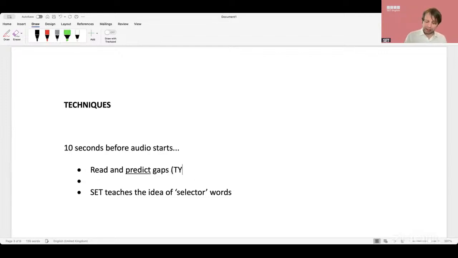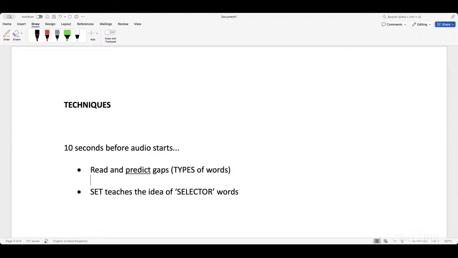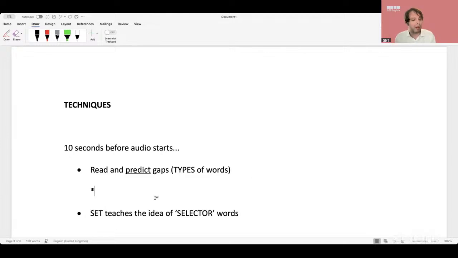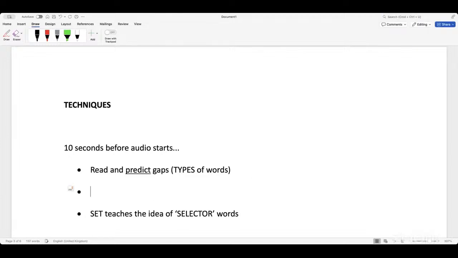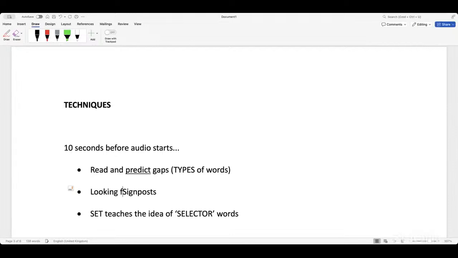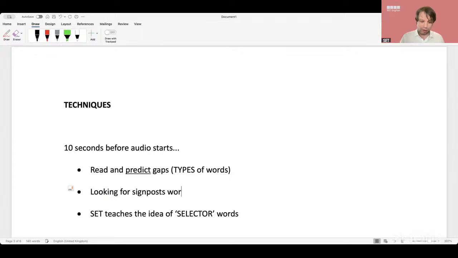Guys, this would be types of words. There's something called selector words I will talk about. Is there anything else? Maureen, is there anything else we can do? Shala, Zainab, Kadriya, Ikia, Yunus, what else do we talk about very often? Signpost. Signposts. Who said that? Anastasia. So Anastasia, we're looking for signpost words.